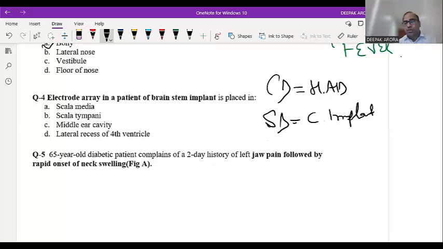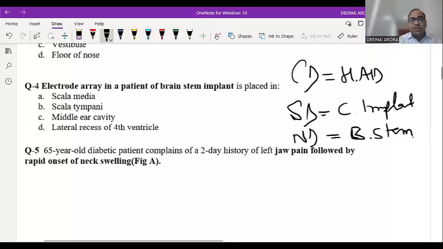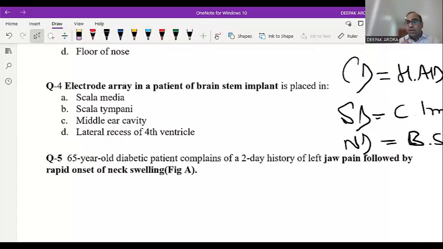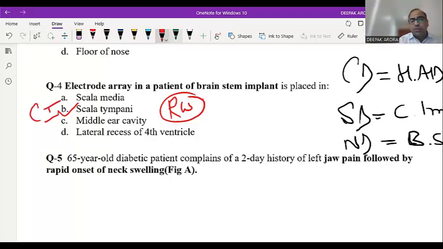Let us revise a few basic points. Cochlear implant, brainstem implant. Where is the cochlear implant kept? The cochlear implant is placed in the scala tympani. Revise this concept: the cochlear implant is kept in the scala tympani via the round window. If the examiner asks you, it is kept in the scala tympani via the round window. That is the cochlear implant.